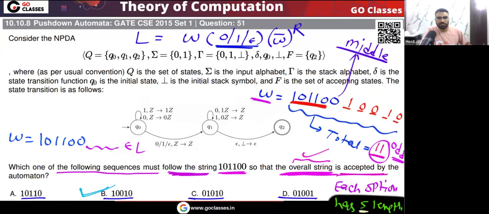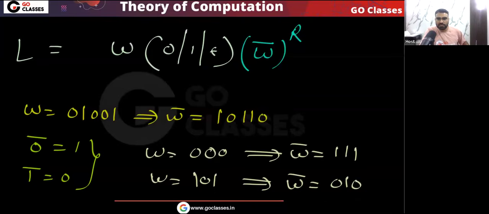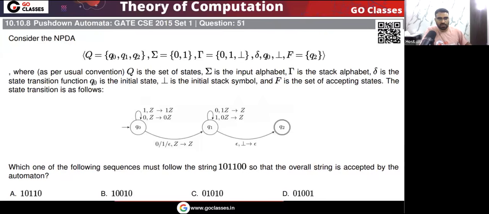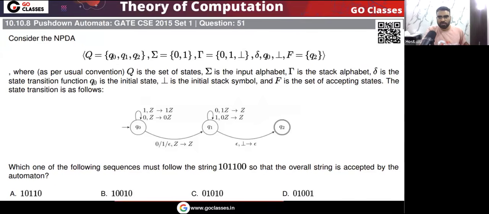Please tell me, did you understand? I hope this point is clear. So just understand the language. What is the language of this PDA? You just understand that, then you can solve any question you want. I hope you understood.